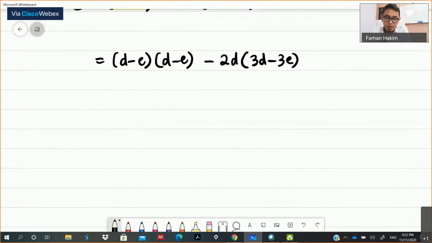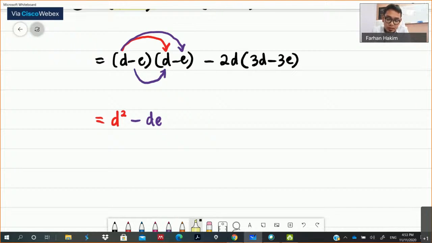Alright, so now I want to expand. D multiplied by D, I will get D square. Next, D multiply negative E, negative DE. Negative E multiply by D. Ini cara baca dia. Negative E tu, negative tu milik E. Right, negative DE multiply by D, negative ED, but ED is DE. I write negative DE. And then we have the last one, negative E multiplied by negative E, negative multiply negative, we got positive E square. Good.